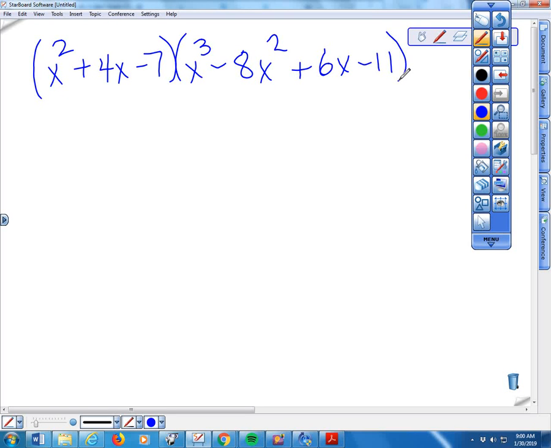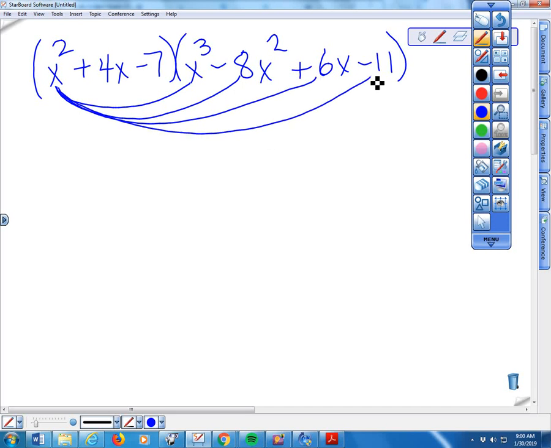So I'm going to take the x squared to all 4 terms first. So x squared times x cubed, x to the 5th. Yep, we add the exponents. X squared times negative 8x squared is negative 8x to the 4th. X squared times 6x is 6x cubed. And x squared times negative 11 is negative 11x squared.